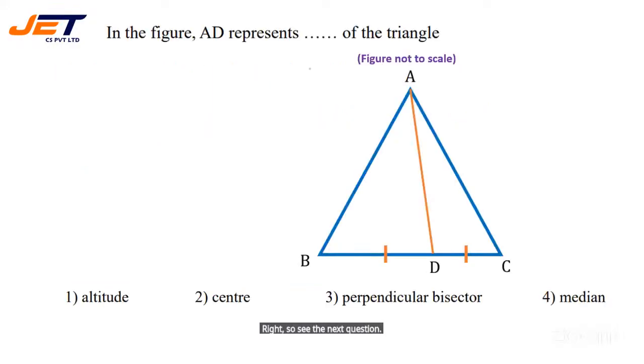In the figure, AD represents dash of the triangle. What is AD? So, what does AD represent? Is it an altitude? Is it a center? Is it a perpendicular bisector? Or is it a median?